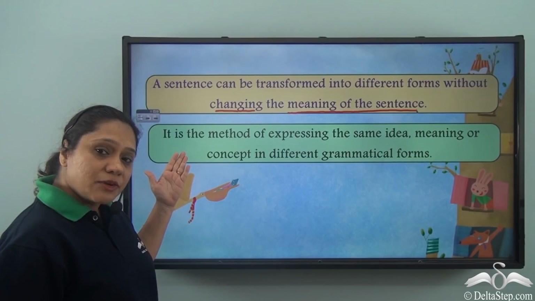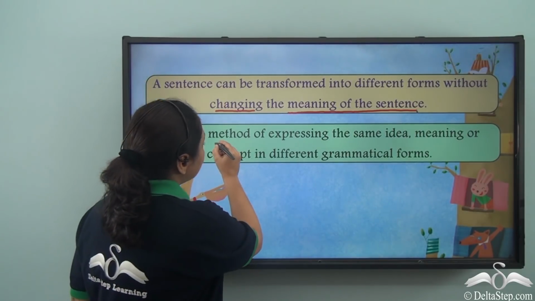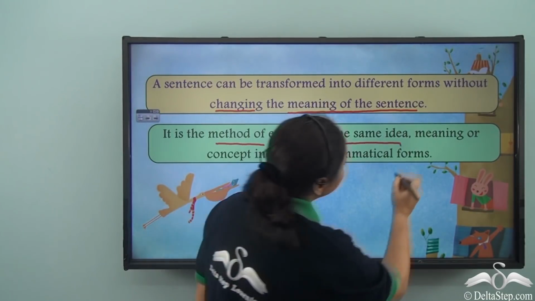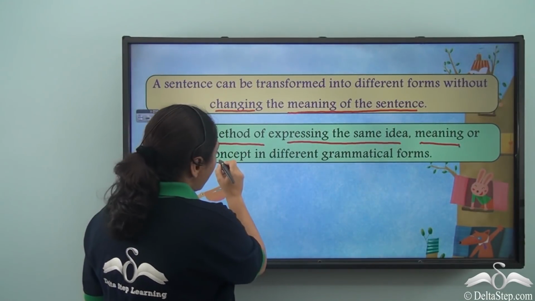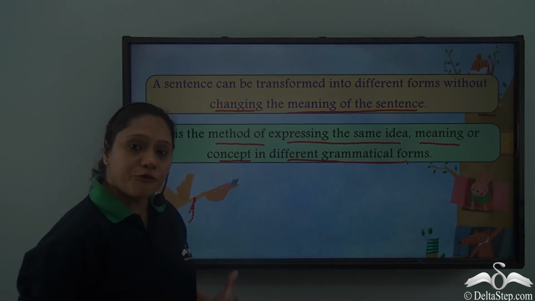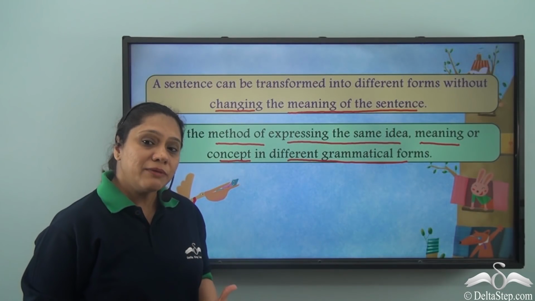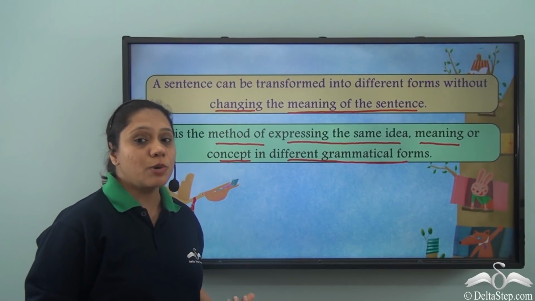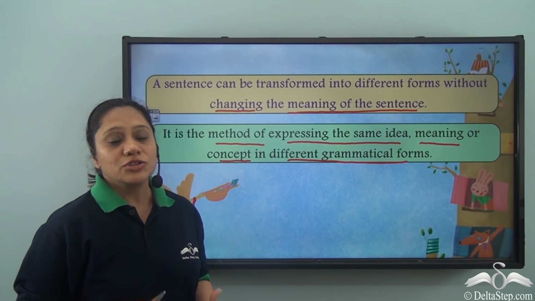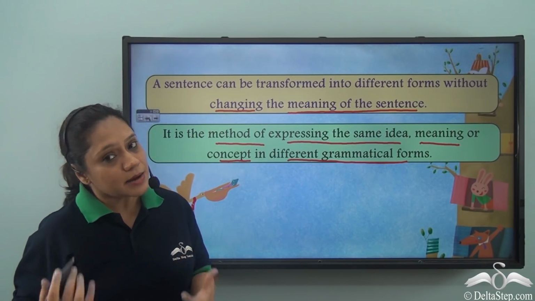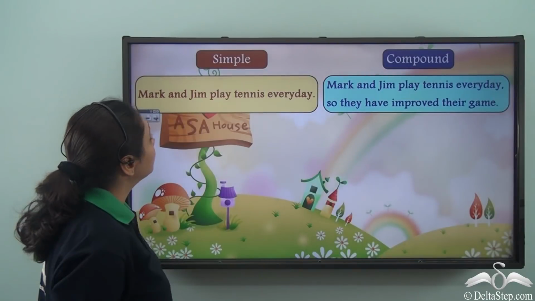So, what is transformation? It is actually the method of expressing the same idea, meaning, or concept in different grammatical forms. Today, we will learn how to transform a simple sentence into a compound sentence. So, let us quickly revise a simple sentence as well as a compound sentence.